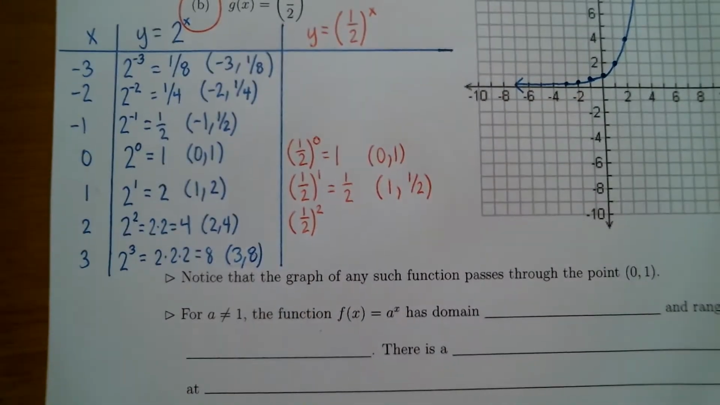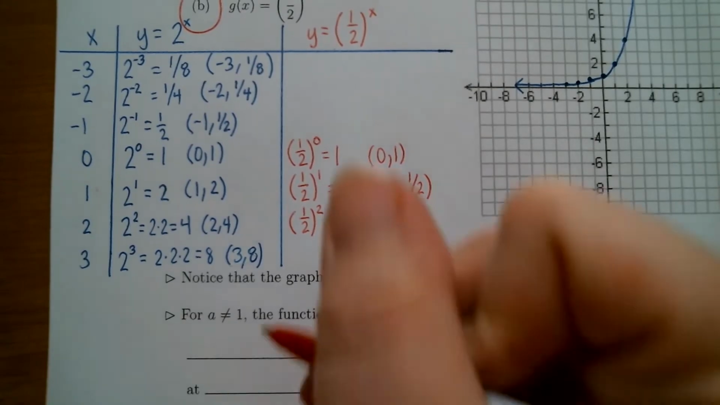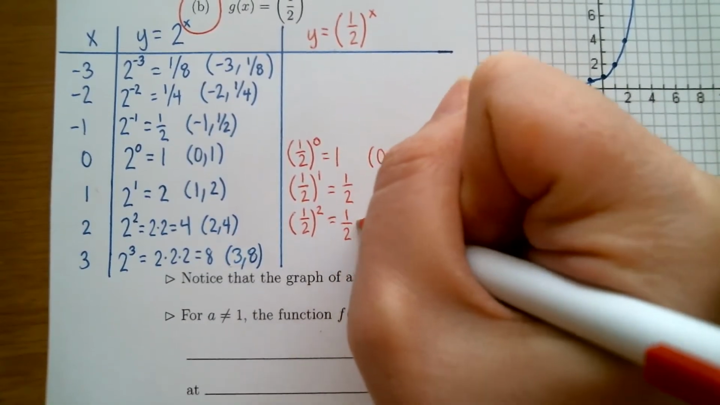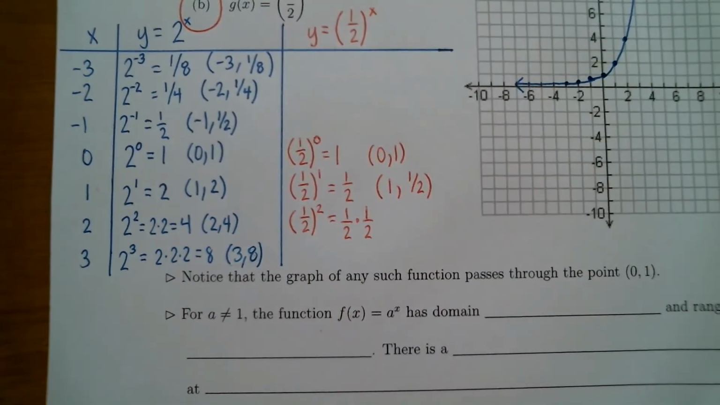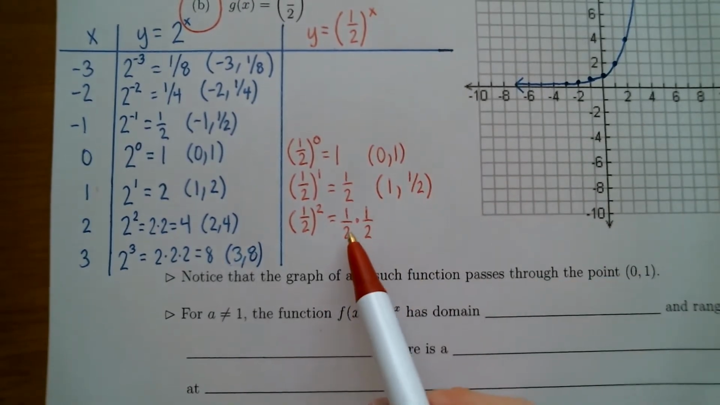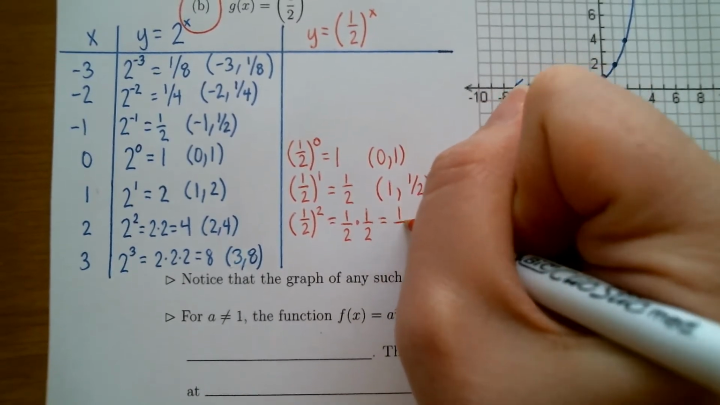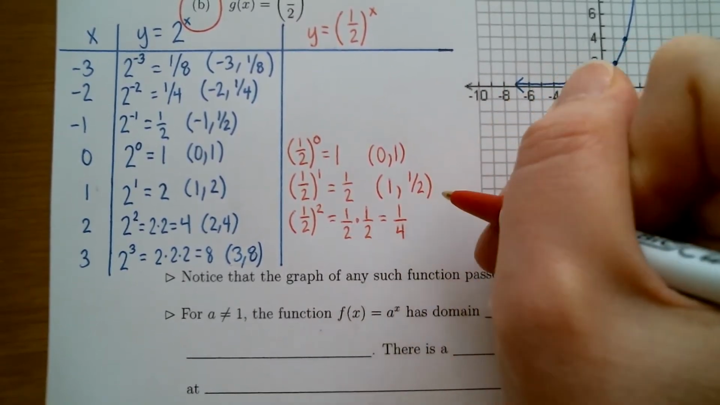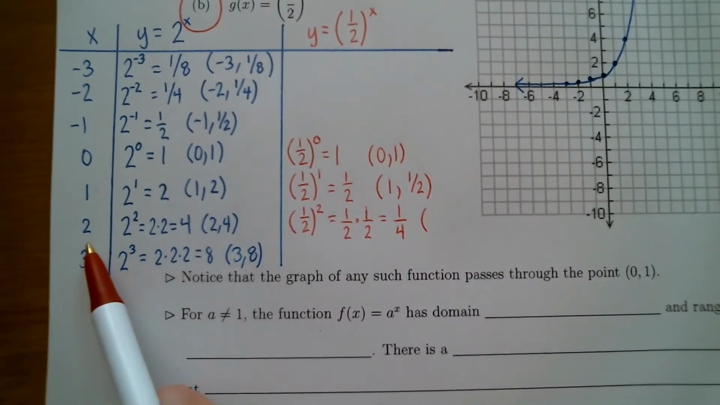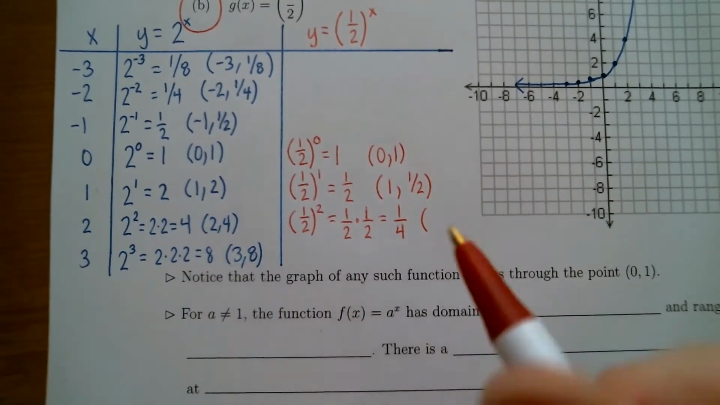1/2 squared. Remember if you square something, that means you're going to multiply it by itself. So this is 1/2 times 1/2. Remember how to multiply fractions: you multiply across the top and across the bottom. So 1 times 1 is 1, 2 times 2 is 4. So this new graph will go through the point x is 2, y is 1/4.